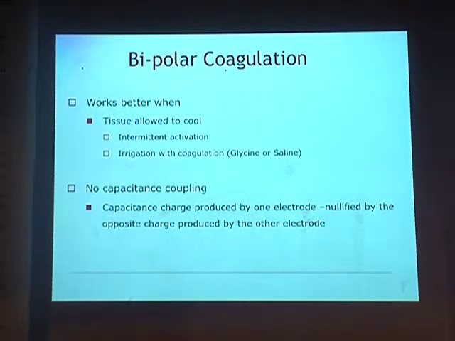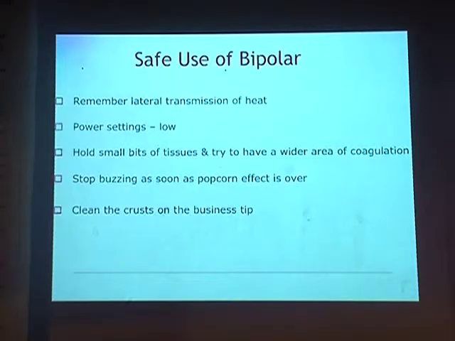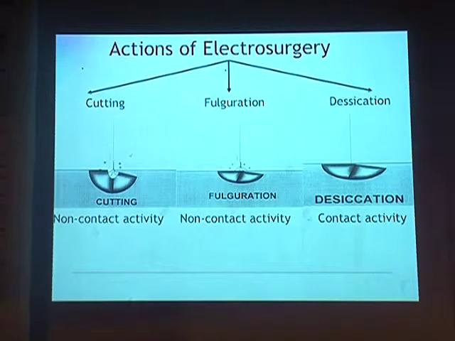With bipolar coagulation, we should always allow some time for the tissue to cool. So one burst, then wait for 2-3 seconds. Then again we can apply, so the tissue can cool and heat, so that it can coagulate properly, desiccate properly. So these are safe uses. Clean the crust always, because these are two blades only that deliver the energy and take up the energy. So blades should be cleaned, hold small bits of tissue, and power setting should be low, so you can give a good effect.